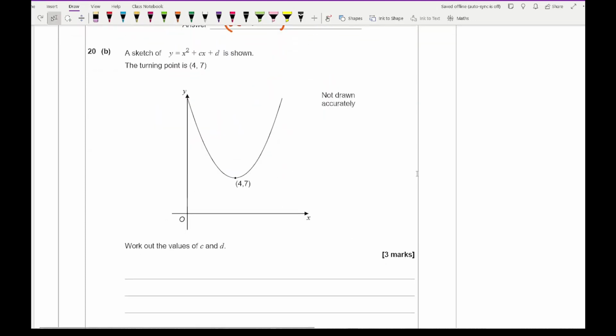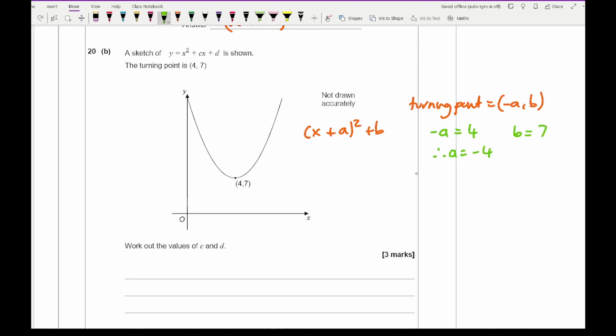Question 20b then says a sketch of x squared plus cx plus d is shown. The turning point is (4, 7). Work out the values of c and d. Well, if the turning point is (4, 7), then what I end up with is this. And if I know that the turning point is (minus a, b), well, minus a equals 4, so therefore a equals minus 4, and b equals 7.